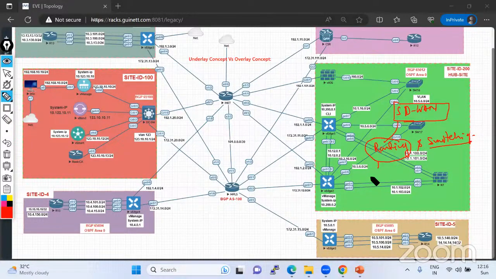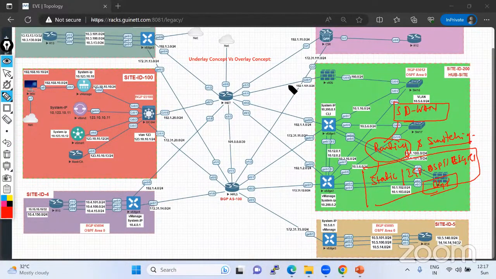Especially in routing, you should have good knowledge of static routing and any IGP like OSPF, EIGRP, and BGP, which is the exterior gateway protocol. You should have this level of knowledge, because without knowing all this, if you're trying to learn SD-WAN, that's not going to solve your purpose. Somehow you are going to struggle, right?